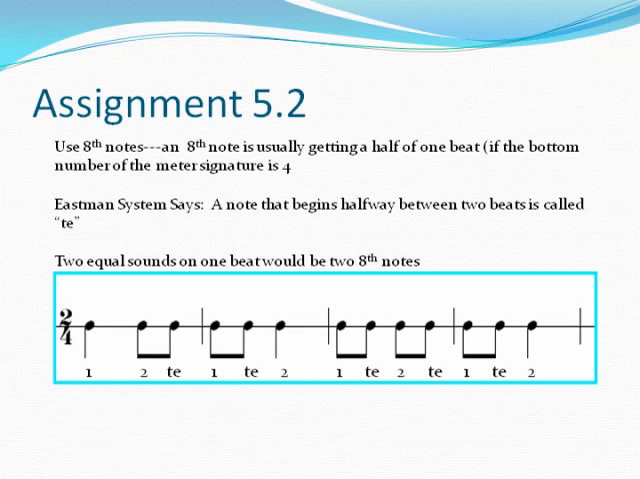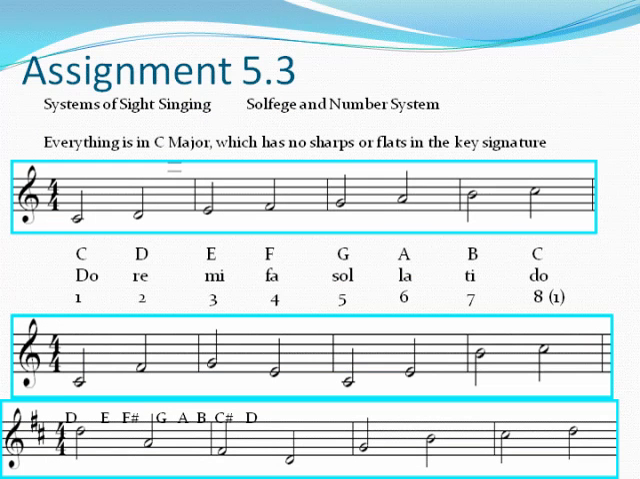And in assignment 5.2, there are various and sundry combinations of quarter notes, half notes, and eighth notes that you will need to put the counting into. The other part of Lesson 5 is giving you a taste of sight singing. And this is a way to look at music and put the note with a certain sound. And the way it's done most of the time is through two different systems, either the solfege system of sight singing or the number system of sight singing.